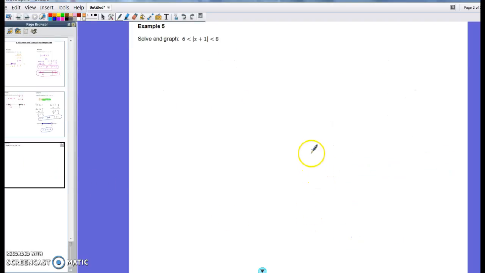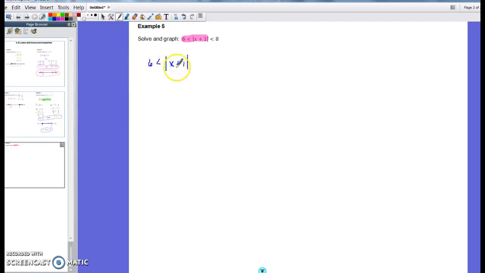Okay, our last example is another absolute value, except this time it's an absolute value in a compound inequality. So I'm going to kind of combine two things together. The first thing I'm going to do is split it up just like we did in that last problem. So I'm going to start with this part first. Okay, so that gives me 6 is less than the absolute value of x plus 1.